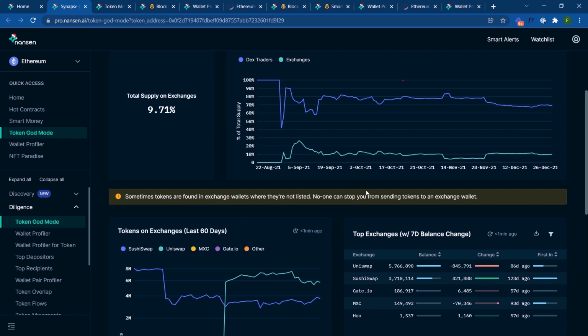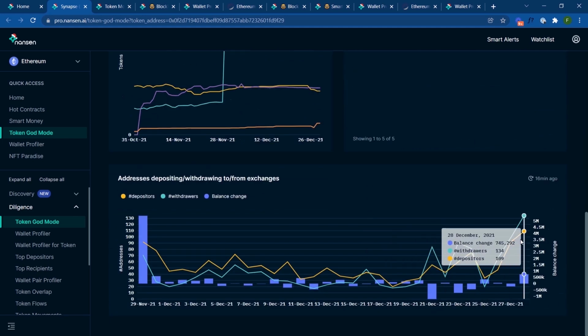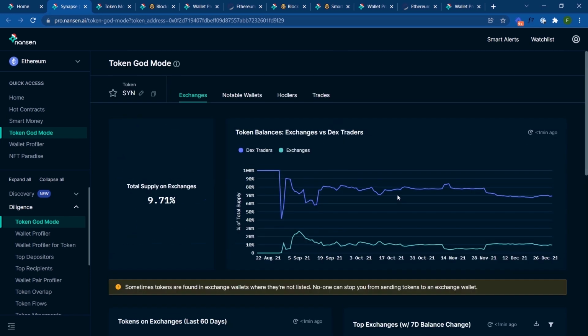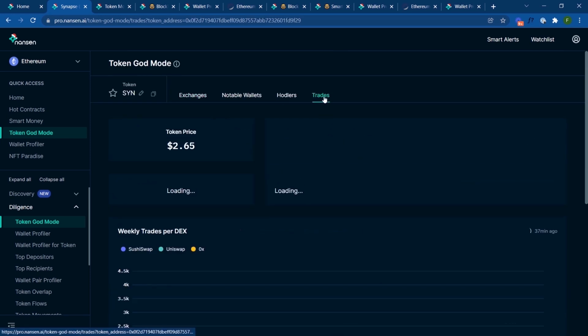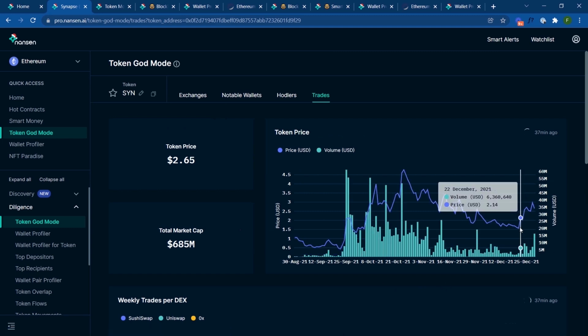The first tab tells us about Synapse and exchanges. Activity for both withdrawers and depositors is at a peak for the month. Let's have a look at the price action from the Trades tab. Price and volume have picked up recently. It's worth checking the price action more closely on a site such as CoinGecko.